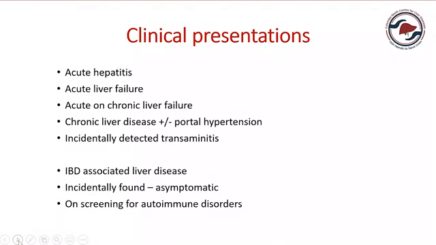IBD-associated liver disease again is very important. You may diagnose a child with inflammatory bowel disease and then screen for liver disease and diagnose it. If a child has one autoimmune disorder like thyroiditis or type 1 diabetes mellitus, you might keep the child under surveillance for other autoimmune disorders. That may be the scenario where the liver injury might come into the clinical picture. So these are the broad categories we would see in our clinical practice in relation to autoimmune liver disease.